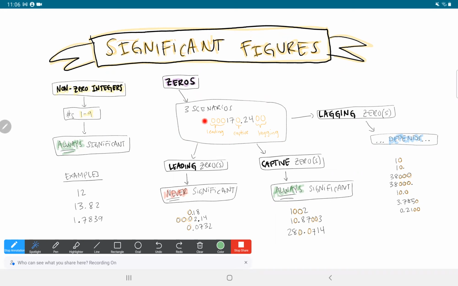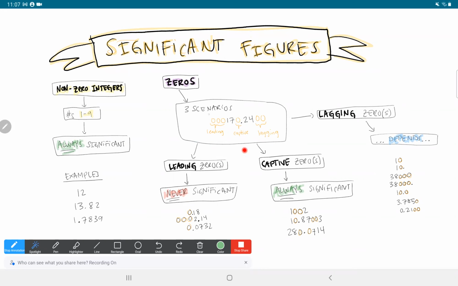So I've got a number here, 0.2400. And that shows the 3 different scenarios you could come across. We have what are called leading zeros, we have captive zeros, and we have lagging zeros. So leading zeros are going to be any 0 that comes in front of the very first non-zero integer. Those are all going to be called leading zeros. Captive zeros are zeros that essentially are sandwiched in between 2 non-zero integers. And lagging zeros are zeros that come at the very end of the number after the last non-zero integer.